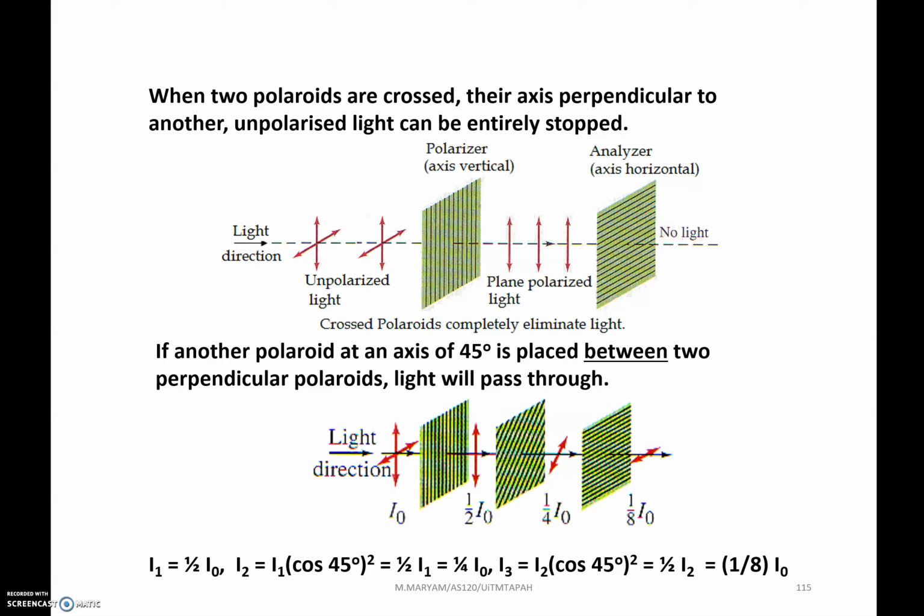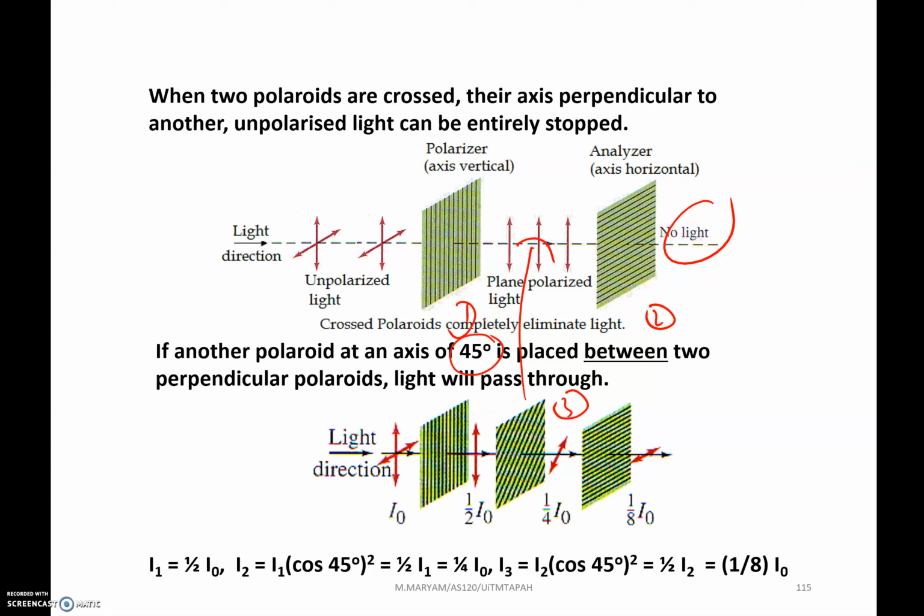Right, so when two polarizers are crossed, their axes perpendicular to one another, unpolarized light can be entirely stopped, from what I mentioned just now. Or, in easier words, there will be no light passing through. If another polarizer at an axis of 45 degrees is placed between the two perpendicular polarizers, light will pass through. Meaning, just now I had my first polarizer here, and my second polarizer here, and then I brought the third polarizer and put it in between the first and second polarizer. So this third polarizer is not vertical or horizontal. It is at an angle of 45 degrees.